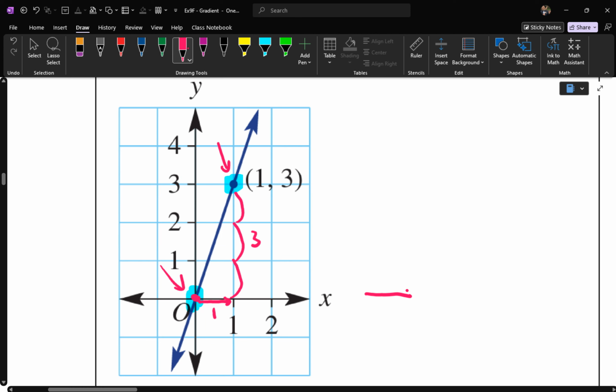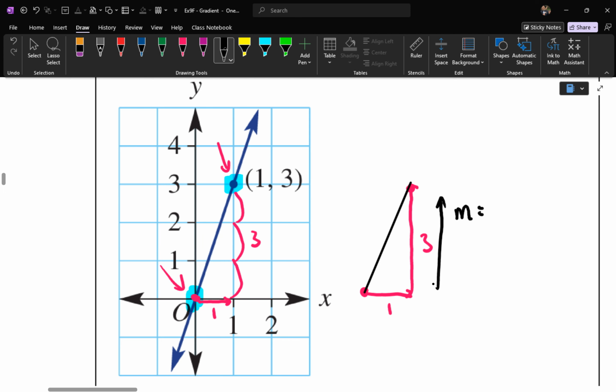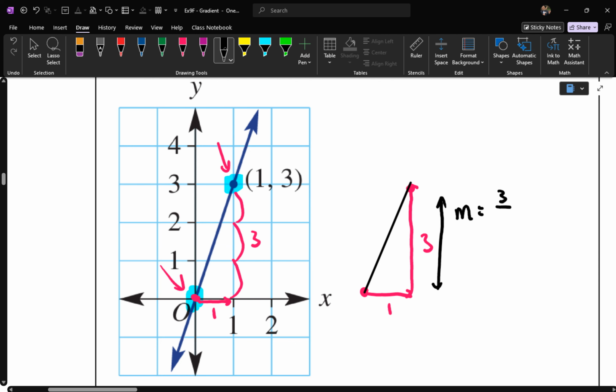So I went across by 1 and I went up by 3, and that makes these 2 points. If I connect those 2 points, that's how I got my straight line, right? So that's how I made that gradient. Well, gradient m is equal to rise. How much did I rise? I went up by 3 units. That's the vertical distance. Divided by, how far did I go across? I went across 1. So all in all, that's 3 over 1. 3 divided by 1 is a ratio of 3. So m equals 3. Okay, so that's how you figure out the gradient.